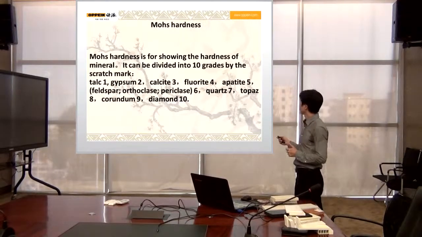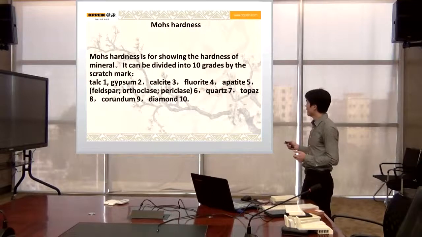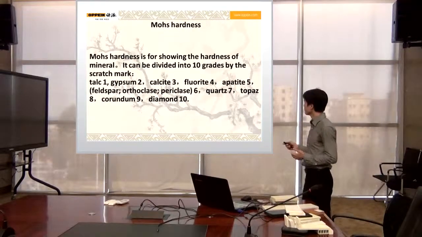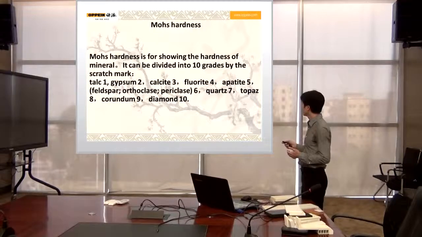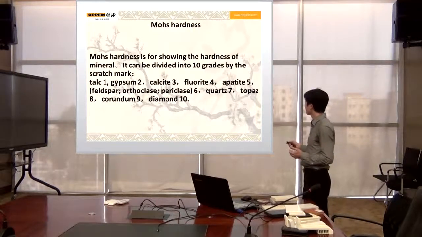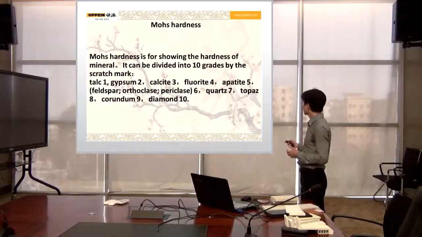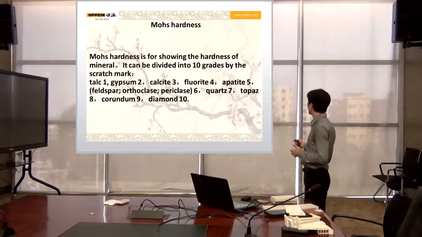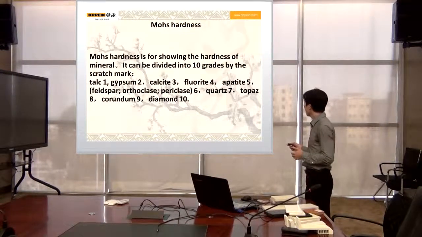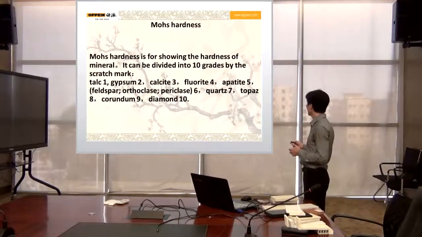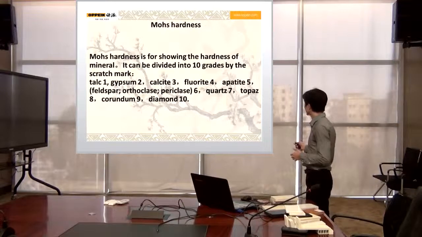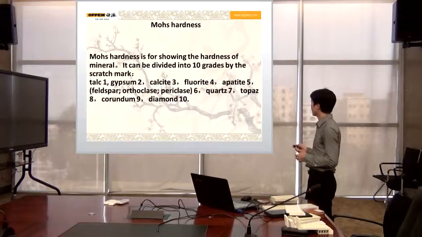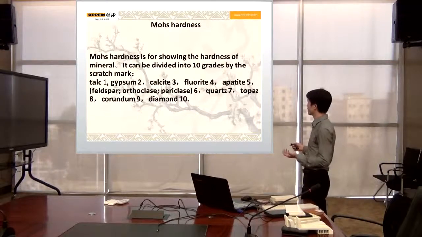This is the Mohs hardness. The Mohs hardness shows the hardness of a mineral. It can be divided into 10 grades by the scratch mark. The first one is talc, and gypsum's hardness is 2, calcite is 3, fluorite is 4, apatite is 5, feldspar is 6, quartz is 7, topaz is 8, corundum is 9, and diamond is 10. So diamond is the hardest material.